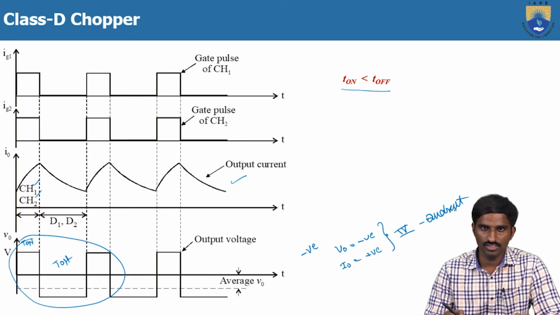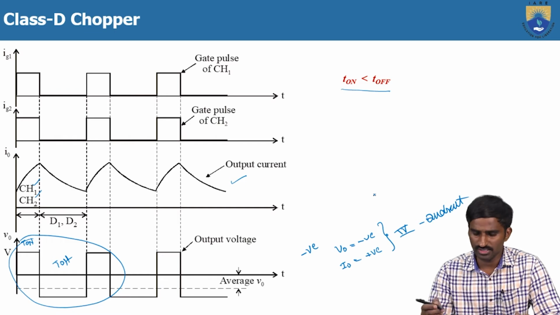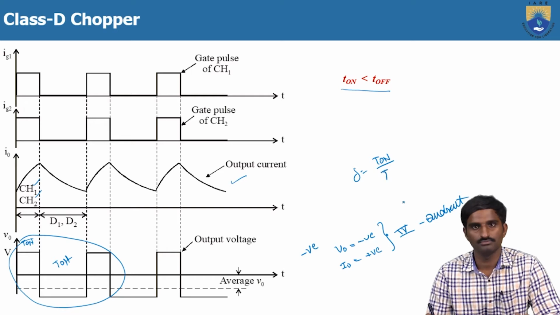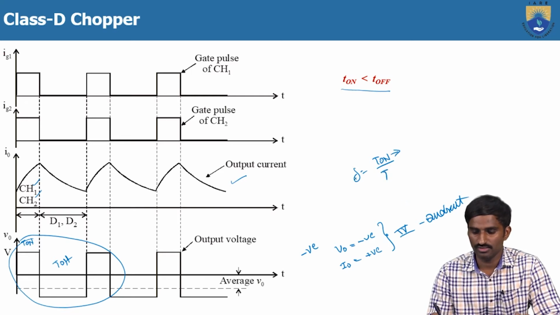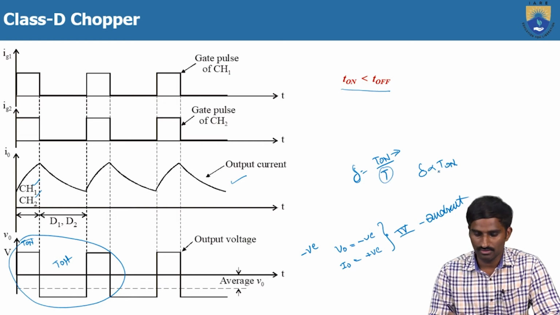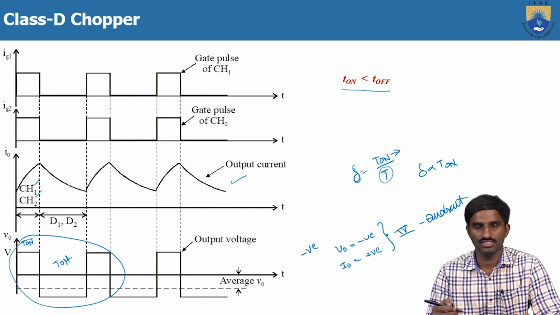So this is how we can shift from one quadrant to another by changing the duty ratio, or by changing the T on time. The duty ratio is T on by T, so if T on changes, the duty ratio will change. If T is constant, the duty ratio is proportional to T on. If T on is greater than T off, it will operate in the first quadrant, and if T on is less than T off, it will operate in the other quadrant. Like that, we can shift from one quadrant to another. This is about the class D chopper.